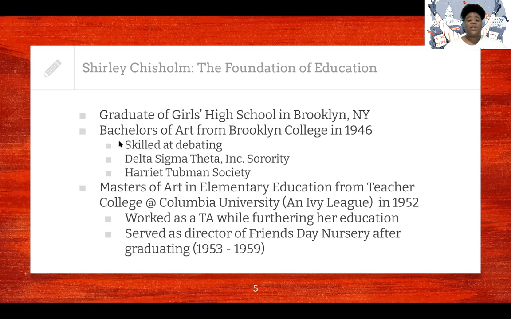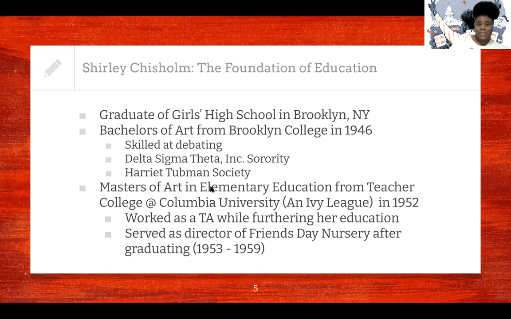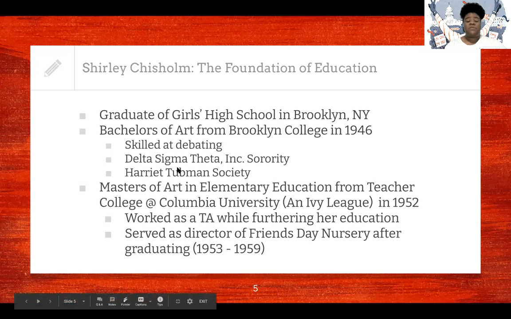So I decided another important thing that I can include on my 5 point research was the foundation of her education. So she's a graduate of Girls High School in Brooklyn, New York. She got her bachelor's of arts from Brooklyn College in 1946. She was skilled at debating. And so I thought that was important because she's running to be the president of the United States during this time, needs to be able to debate. She is a member of Delta Sigma Theta Incorporated sorority.